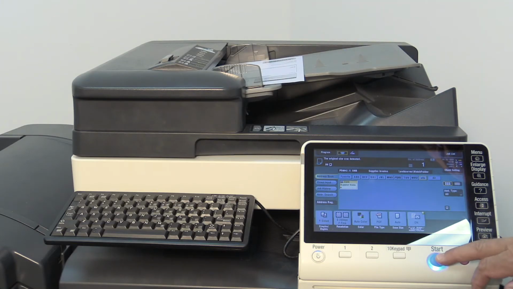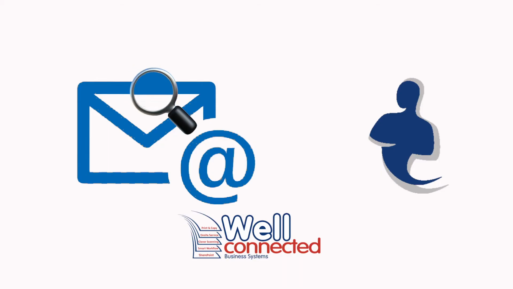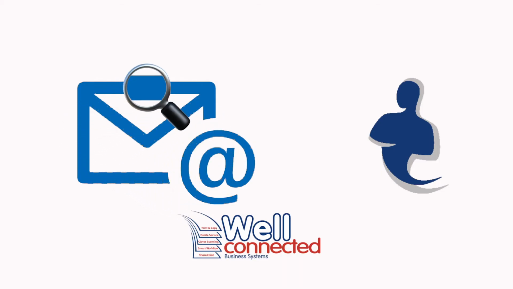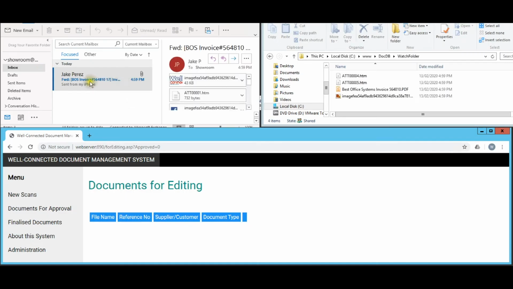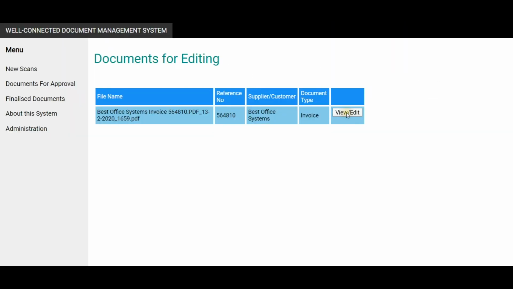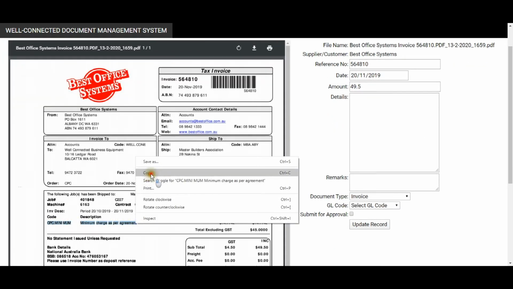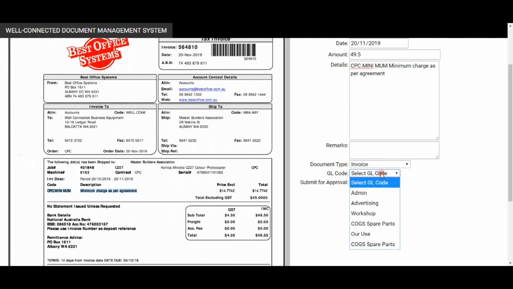We can either scan paper invoices like this, or if they're emails, our Accounts Genie can collect the data and process it automatically. Once scanned, they are presented in our Accounts Genie system for verification. This is an important step as we need to make sure the extracted information is correct. Once confirmed, the GL code is added either manually or by our Accounts Genie.